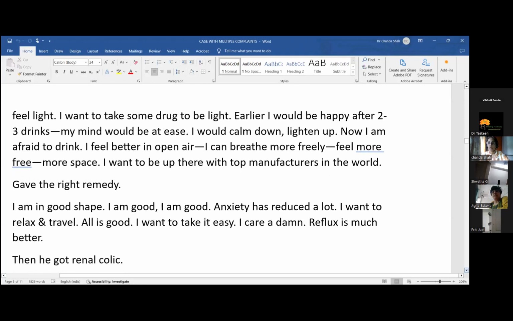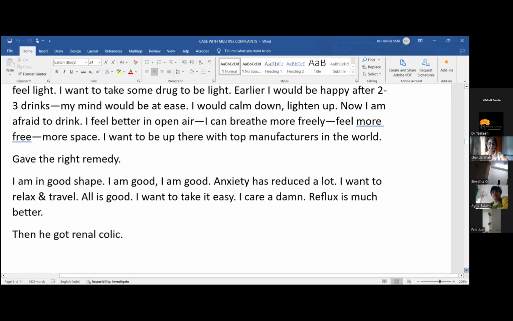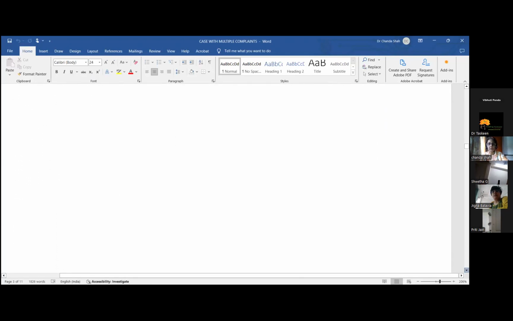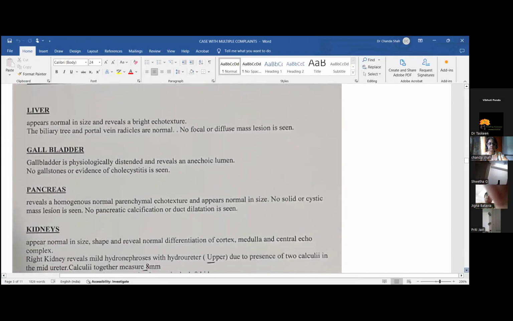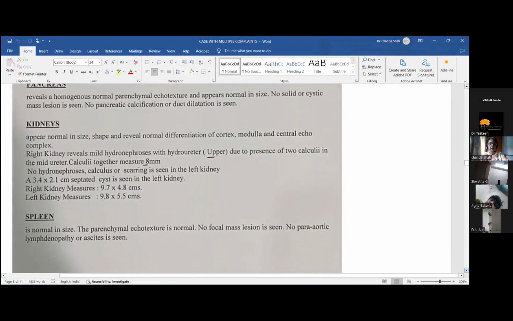Yeah. But then he got renal colic. Remember, I told you he's got a stone in the right kidney. So now the stone has come down into the ureter. So let us see the X-ray, the sonography. So, the right kidney reveals mild hydronephrosis with hydroureter due to presence of two calculi in the mid-ureter. And the calculi together measure 8 millimeters. Okay. So, the two calculi were stuck together and together they measured 8 millimeters.